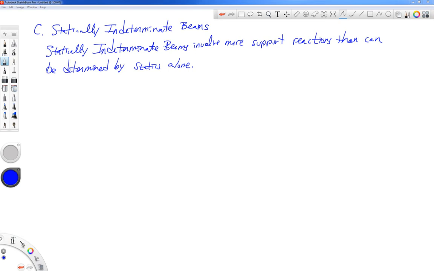We've looked at statically indeterminate tension problems, we've looked at statically indeterminate torsion problems, and now we're looking at beam type problems. Let's review what we do know from statics. For planar or 2D statics, we have three useful equations. We have the summation of forces in an x direction equal to 0, summation of forces in a y direction equal to 0, and the summation of moments about any particular point equal to 0.